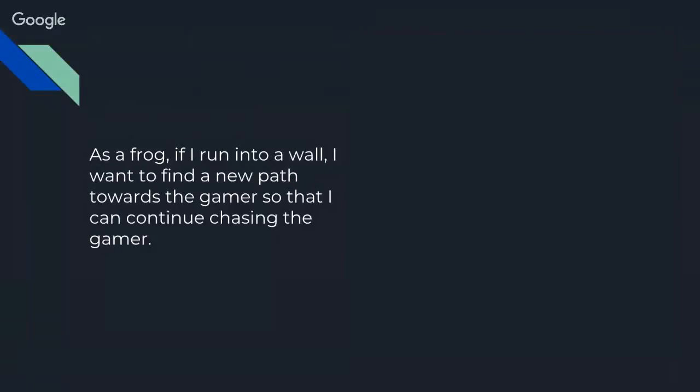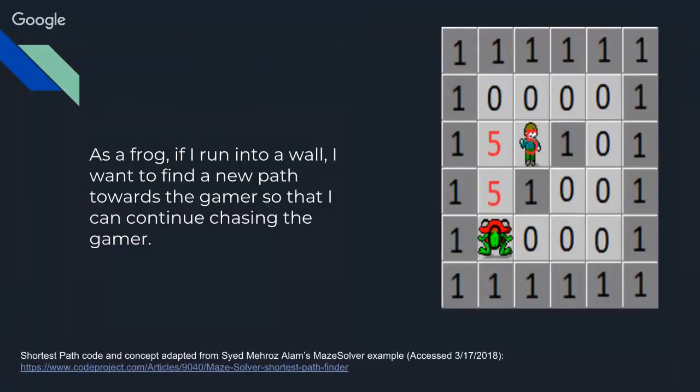For sprint 4, I continue the work on the frog's movement pattern and actually changed the way its sprint 3 movement worked to make it more dynamic. The user story is as follows. As a frog, if I run into a wall, I want to find a new path towards the gamer so that I can continue chasing the gamer. The user story was made possible by implementing a breadth-first search algorithm to find the shortest path towards the gamer. My implementation of this algorithm was adapted from a maze solver example that is listed at the bottom of this slide.